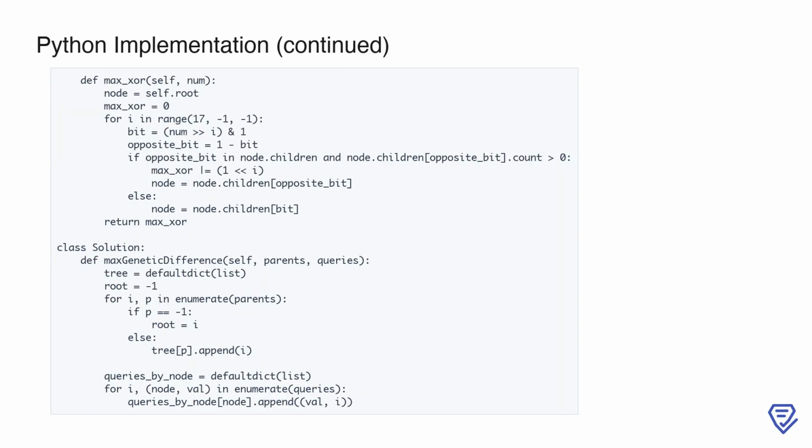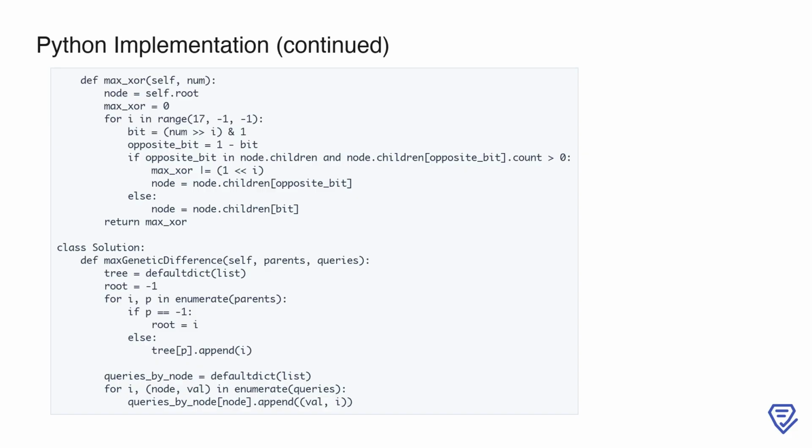Now, we add a method to the tree class called max_XOR. This method calculates the maximum XOR value between a given number and any number currently stored in the tree. For each bit of the number, we attempt to traverse the path that would maximize the XOR, which is the opposite of the current bit. If this path exists and has been inserted into the tree, we update the max_XOR value and traverse down that path. If not, we proceed down the path of the current bit. This ensures that we always find the maximum possible XOR.